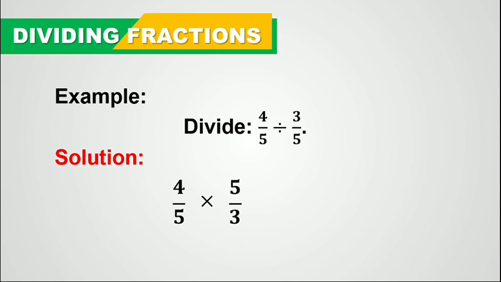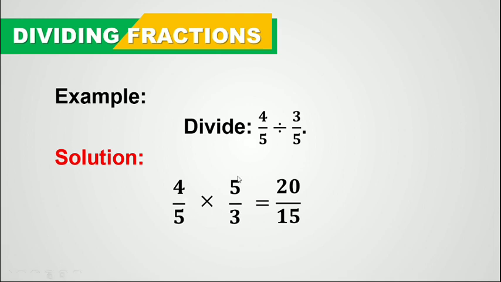You multiply the numerator by the numerator, so 4 times 5, that's 20, and then the denominator by the denominator, so 5 times 3, that's 15. Then you need to simplify your final answer. You have to reduce your final answer to its lowest form.